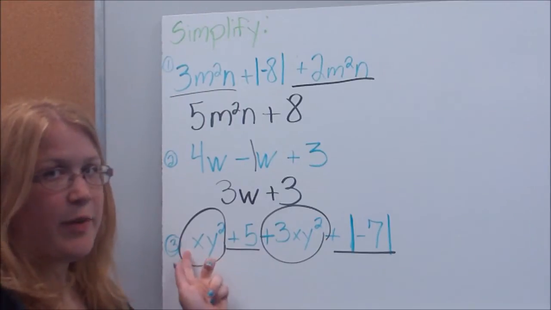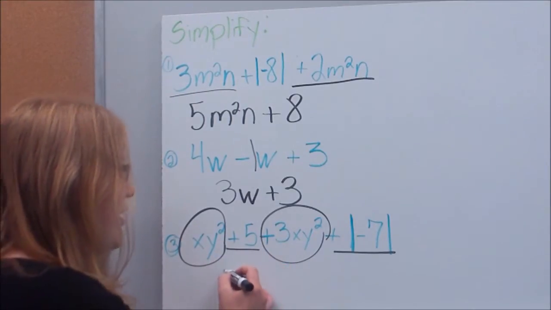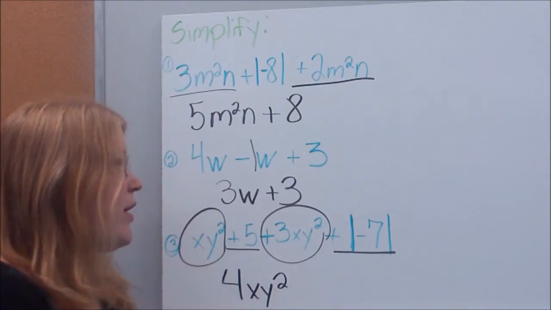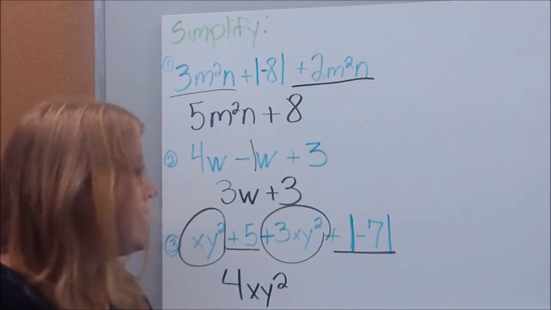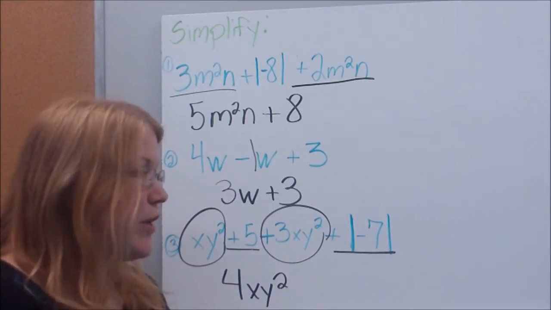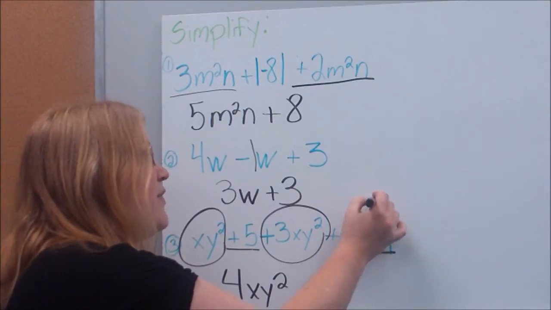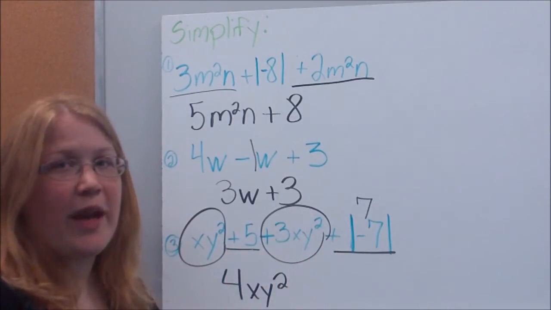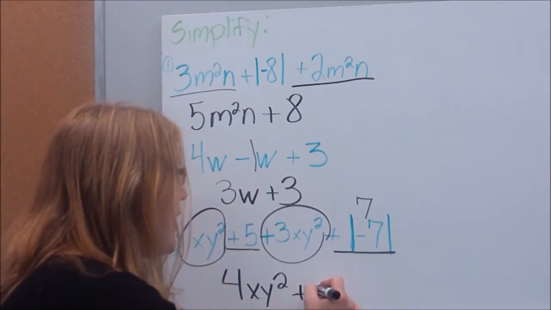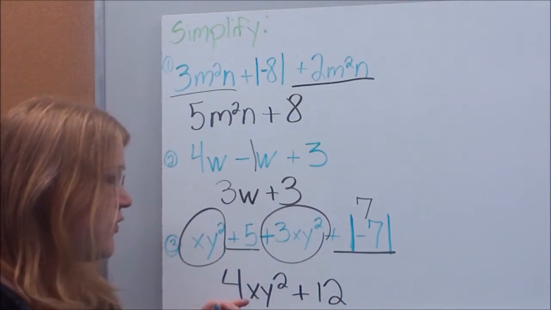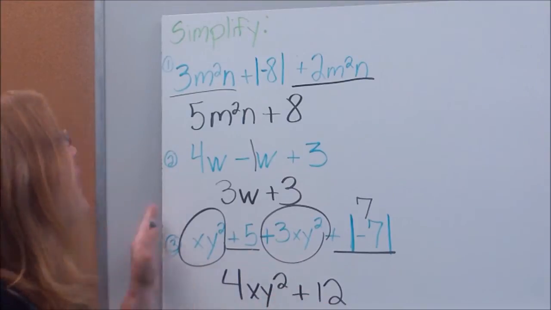Again, if there's not a number, there's an implied 1. 3 plus 1 gives me 4xy squared. Then we want to combine our constants. So if you look here, it's the absolute value of negative 7. So we want to do that operation first. What is the absolute value of negative 7? 7. So now I have 5 plus 7 for my constants. I can combine them, and I wind up with 12. So my answer is 4xy squared plus 12.